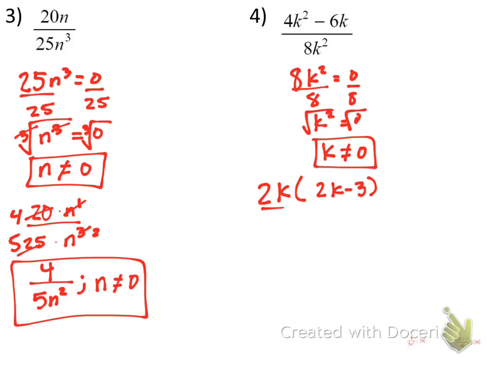Denominator is 8K squared, or it could be 8 times K times K. Okay? Finish off the problem, please, on your whiteboards.